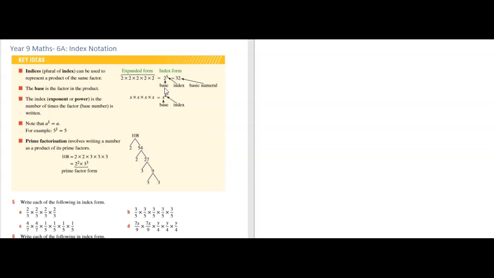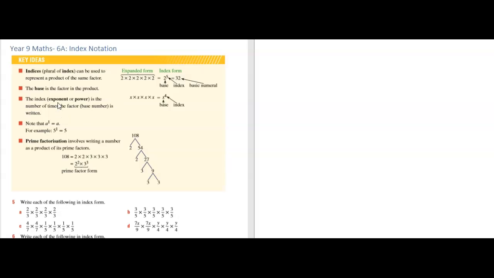Just a few definitions. Your base is the number that we're taking the power of. The index is your power, how many times that number or your base is being multiplied. And your basic numeral is basically your answer. Here you've got some definitions, probably a bit better than how I just defined them. The base is a factor in the product. The factor here is 2. Product meaning multiply.